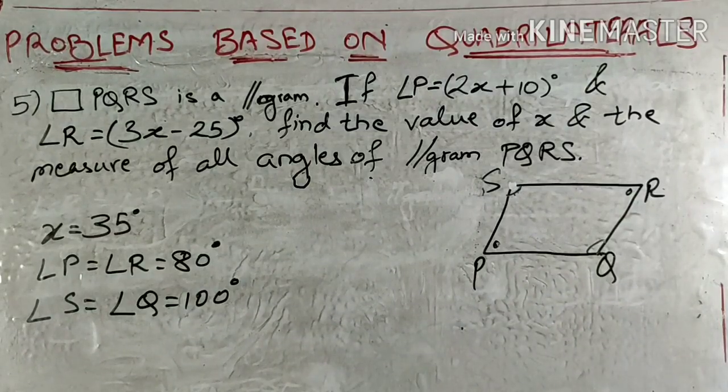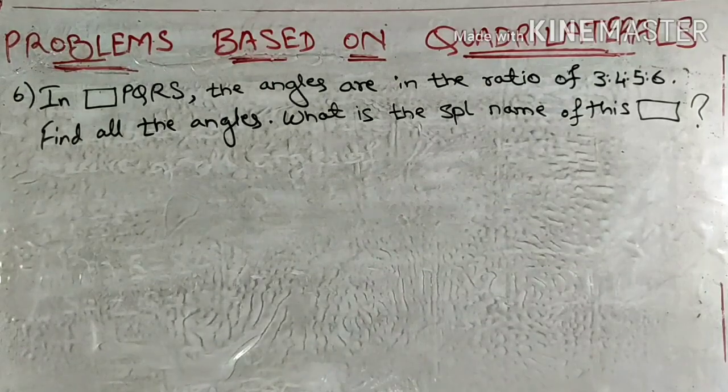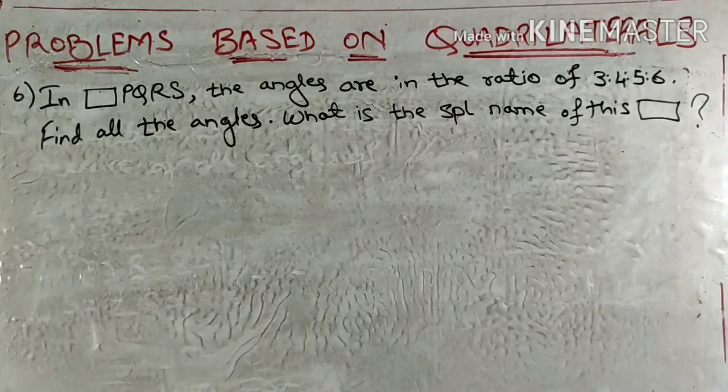Okay, let's move on to the next question, that is the sixth one. In quadrilateral PQRS, the angles are in the ratio 3:4:5:6. Find all the angles of the quadrilateral and what is the special name given to this quadrilateral. So here they have not given us the proper values in terms of unknown variables. Now they have given us the values in terms of ratio. So if you know the topic of ratio, we have one constant of proportionality.